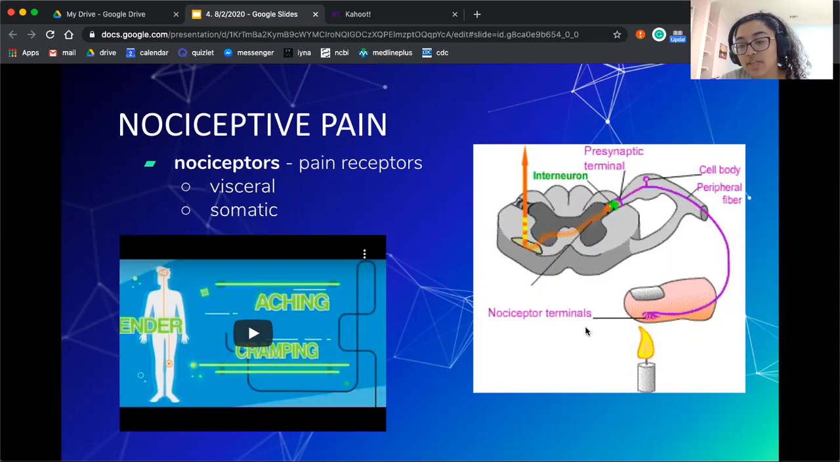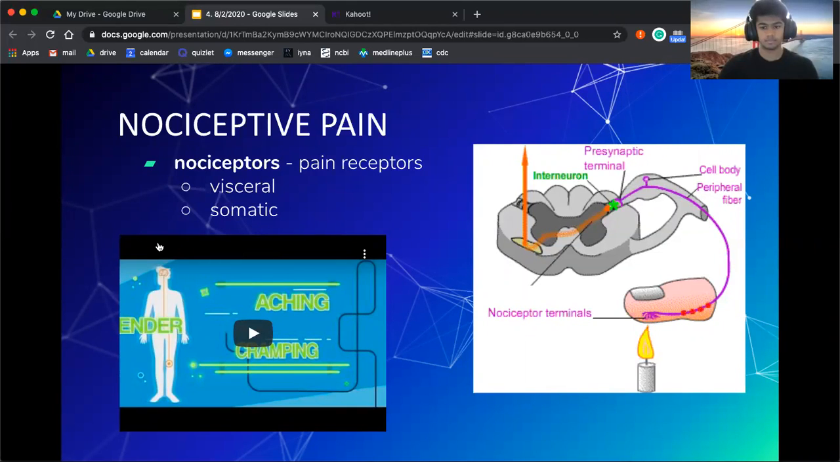In this animation, you can see there's a stimulus, which is the candle, and then the nociceptor receptors take that stimulus and send it to the neuron. This is an interneuron, and this is an example of a reflex, where it goes to the interneuron and then the reflex just goes back and tells you to move your hand. So it doesn't go to the brain. It just goes to the spinal cord and then back.